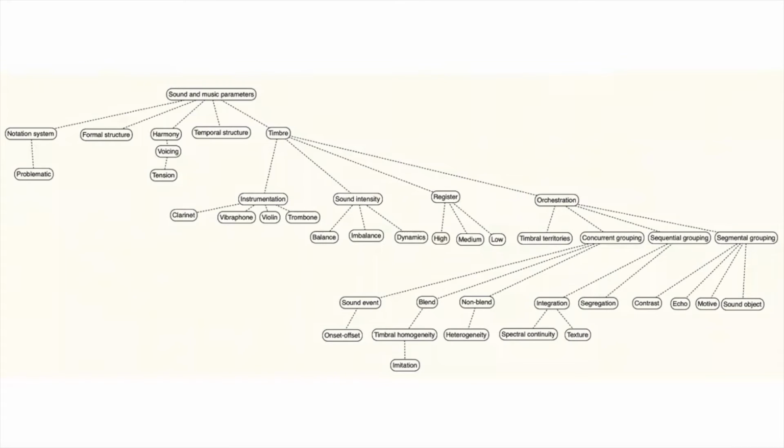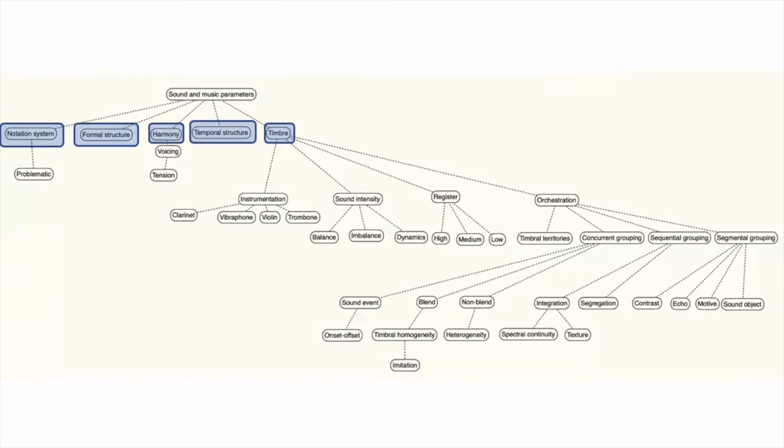Here's a more visual representation of the coding tree obtained in the category sound and musical parameters. We can see that we have five main subcategories: notation system, formal structure, harmony, temporal structure, and timbre. Obviously, considering the nature of the CORE project, the timbre subcategory is the most developed category.